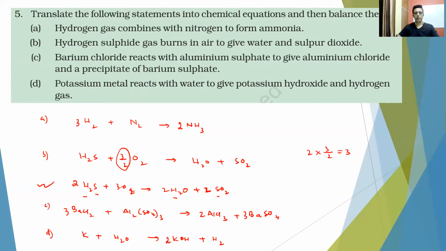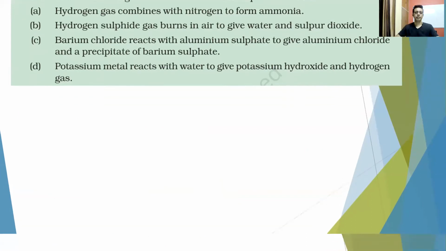There's 2 here, hydrogen becomes 4. 2 here, hydrogen becomes 4. Hydrogen is balanced. Oxygen becomes 2, oxygen becomes 2. So plus 2 here is balanced. Fine. So this is how the reactions can be balanced.